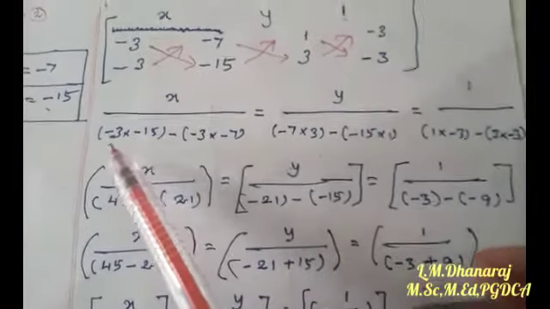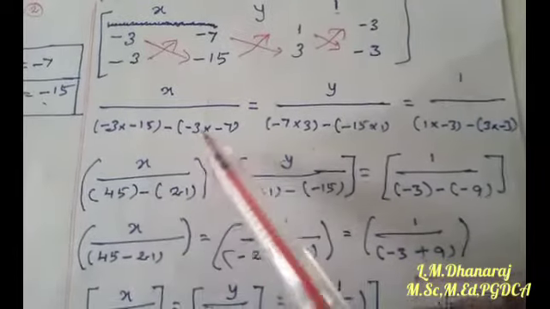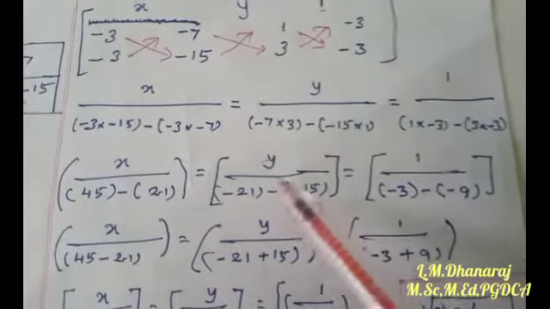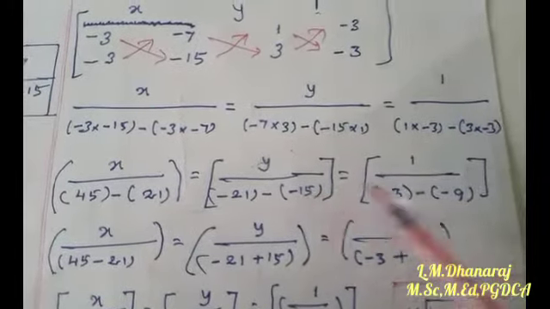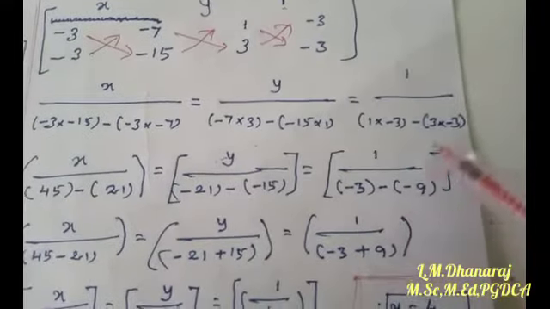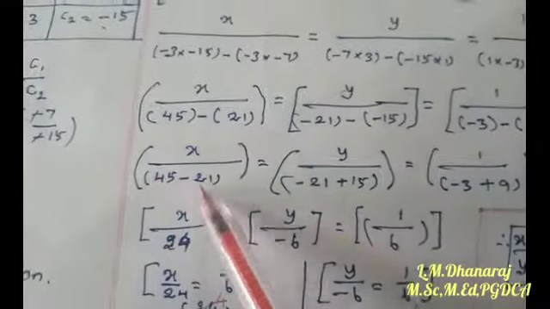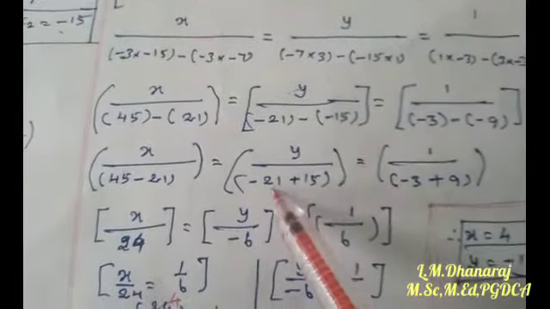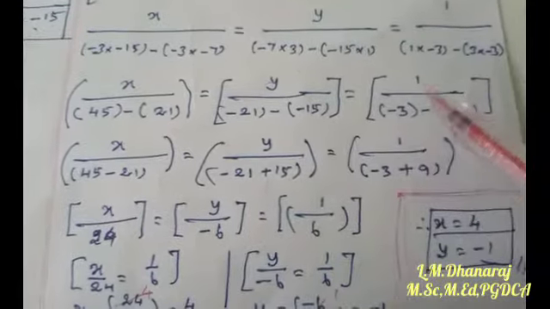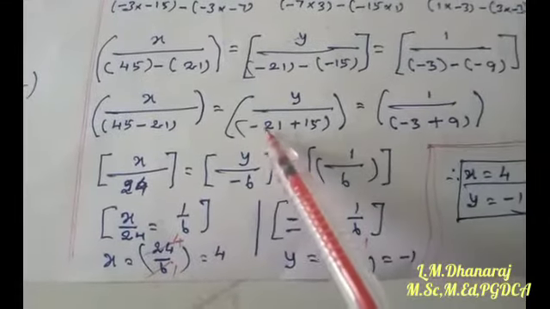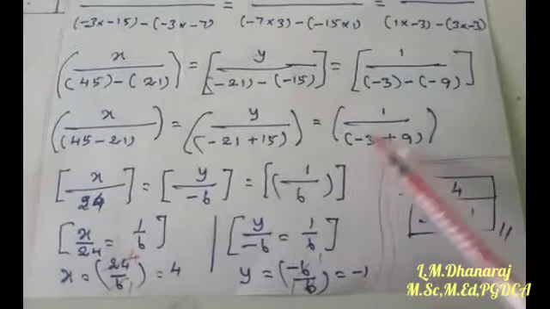X divided by minus 3 into minus 15 is plus 45, minus 3 into minus 7 is plus 21, is equal to y by, this is minus 21 minus 15. This is 1 divided by minus 3 minus of minus 9. Now we have to insert the minus symbol to the second term, that is 45 minus 21 and y by minus 21 plus 15, and here it is 1 by minus 3 minus of minus is plus 9. So 45 minus 21 is plus 24. So x by 24 is equal to y by minus 6, because the greater number's symbol is minus, and here it is 1 by plus 6.